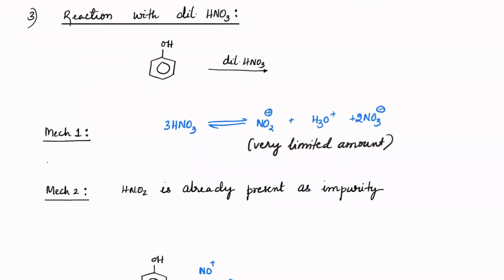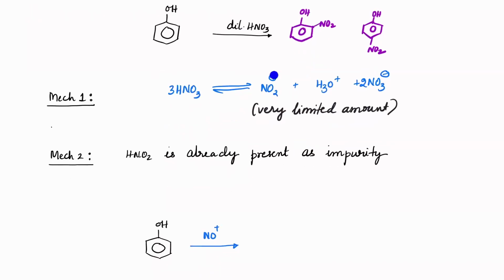How does the reaction proceed with dilute HNO3? See, phenol with dilute HNO3 will give you two products, NO2 at the ortho position and NO2 at the para position, OH and NO2. The first mechanism suggests that imagine the nitric acid is ionized into NO2 plus, NO3 minus, and H3O plus. So here you already get NO2 plus directly, and the benzene will attack.